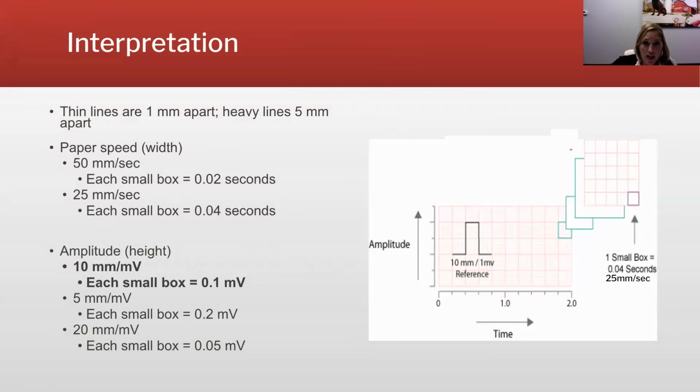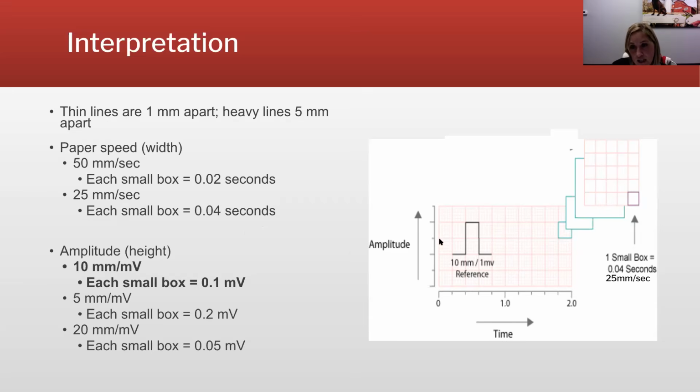The first thing we look at are kind of more nitty-gritty measurements, which I don't expect anyone to make but myself. But we're looking at the ECG paper. It's all standardized. So these little thin lines are 1 millimeter apart, and then the heavy lines are 5 millimeters apart. If you have the paper speed set at 50 millimeters per second, each of these little small boxes is going to be 0.02 seconds. And if you have it at 25, each of those little boxes is 0.04 seconds.